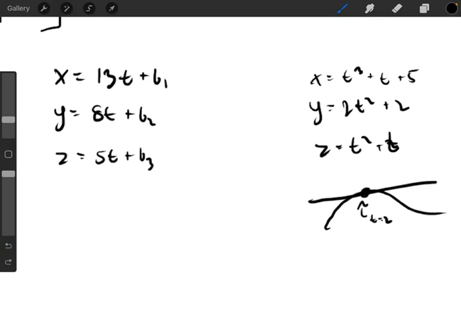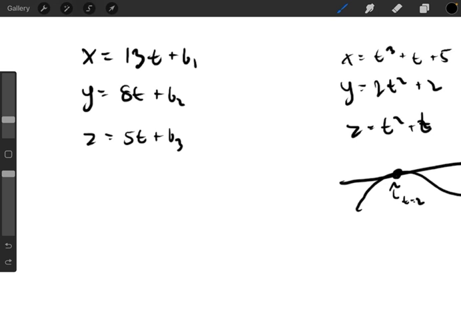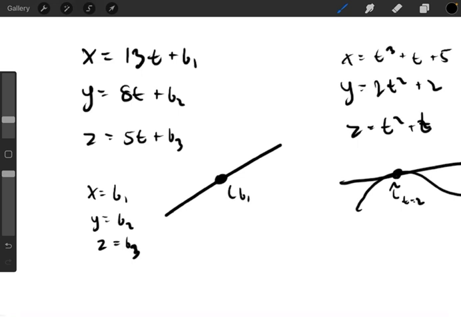Remember, this t does not necessarily have to equal that t. They're just parametric values. They really don't have anything to do with each other. So let's say for the tangent line we reduce t to 0. That'll leave us with x equals b1, y equals b2, and z equals b3. All this means is that we're isolating the tangent line to one point, at t equals 0, and you're left with the coordinates b1, b2, b3.